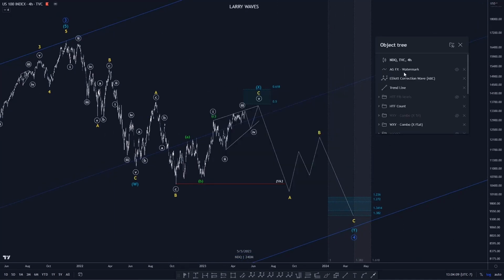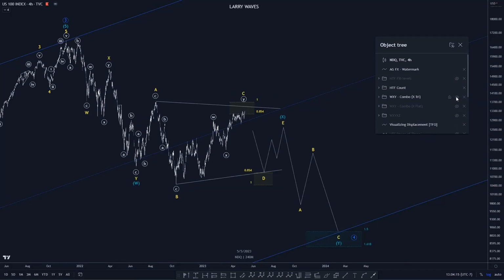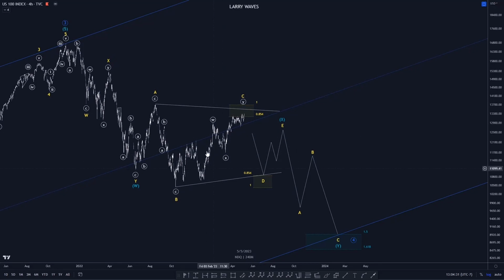Then we are aware of a triangle, but the C wave is getting very extended in time. Luckily for Nasdaq, we don't have the problem of that expanded flat, so it's a lot cleaner. It has a more valid structure because of the flat that's absent in this. But the C wave's getting pretty extended in time, like I said.